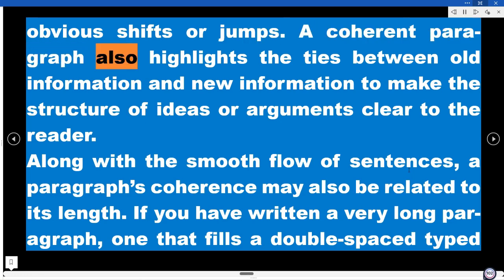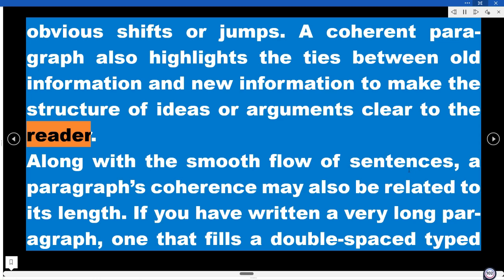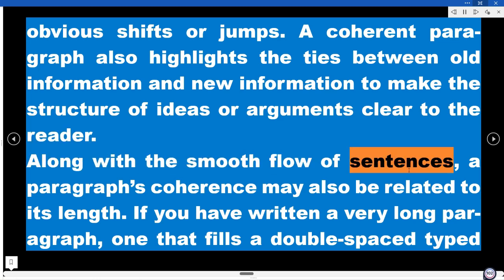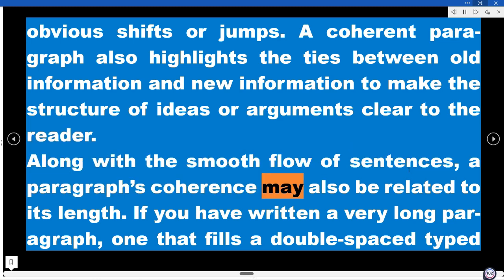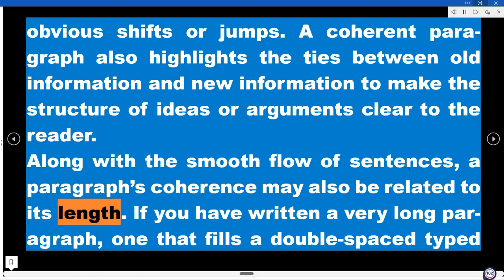A coherent paragraph also highlights the ties between old information and new information to make the structure of ideas or arguments clear to the reader. Along with the smooth flow of sentences, a paragraph's coherence may also be related to its length.